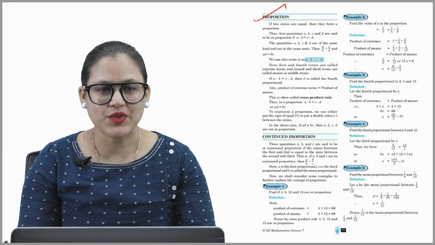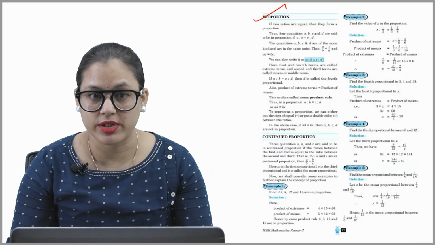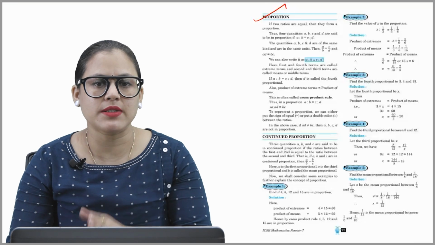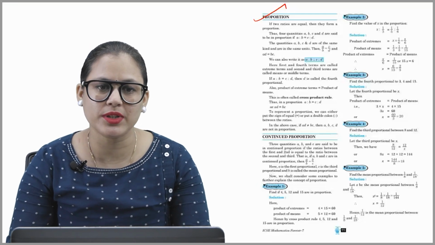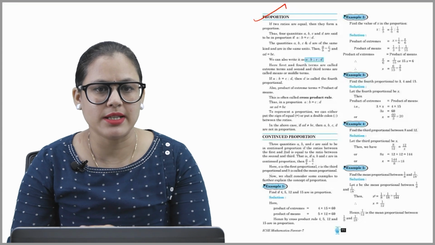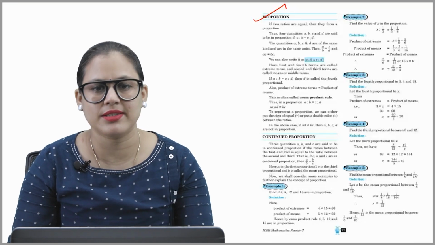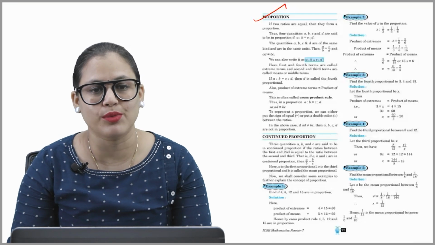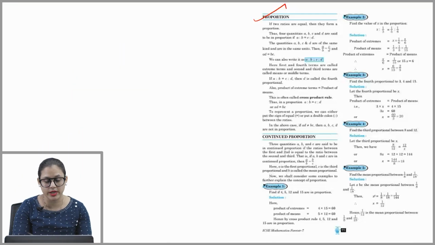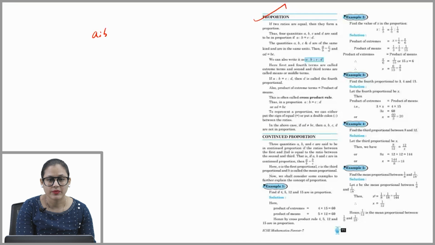Proportion. If two ratios are equal, then they form a proportion. The four quantities A, B, C and D are said to be in proportion if A is to B equals C is to D. The quantities A, B, C and D are of the same kind and are in the same units. Then A by B is equal to C by D and AD is equal to BC. Or you can also write it as A is to B such that C is to D, right?